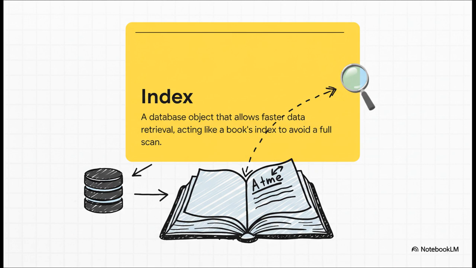It stops the database from having to read every single page to find what it's looking for. It just jumps straight there. Seriously, understanding indexes is the key to making a slow database dramatically faster.